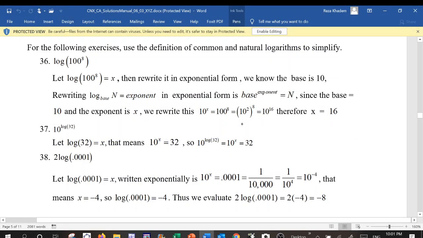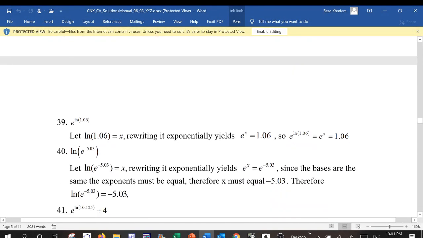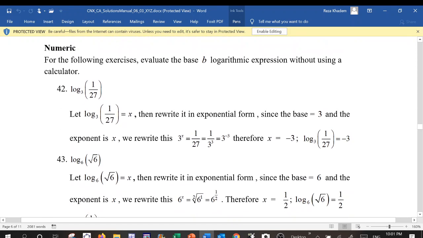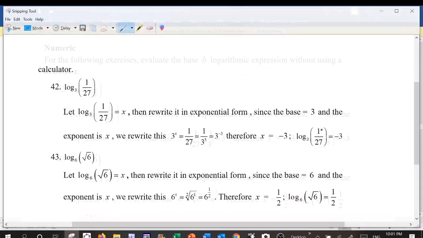Let's do a few more of these. What about these right here? It says, for the following, evaluate the base b logarithm without using a calculator. Again, you have to do the same thing here, but with no calculator, right?